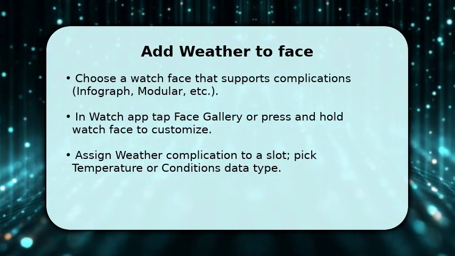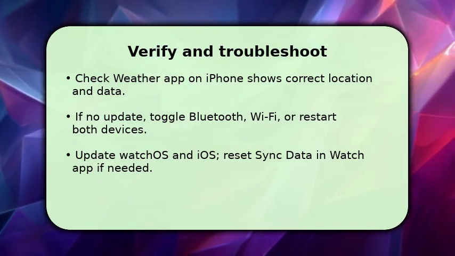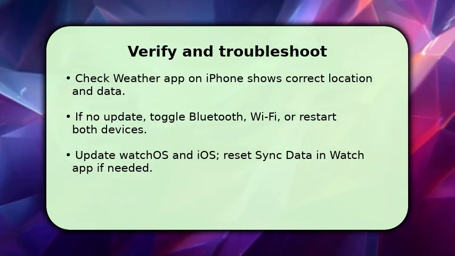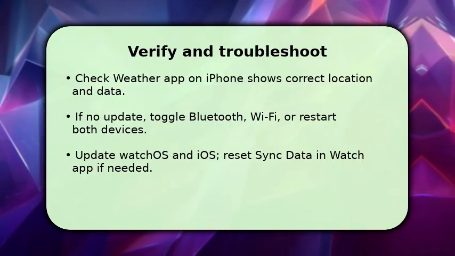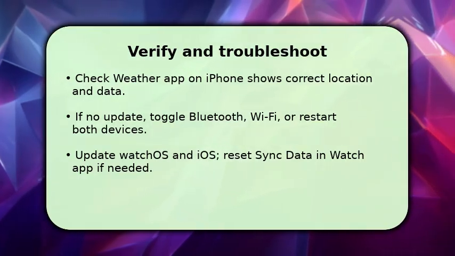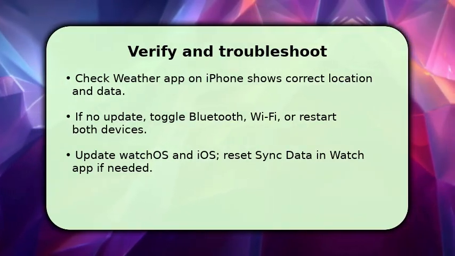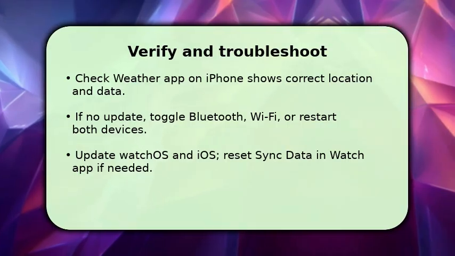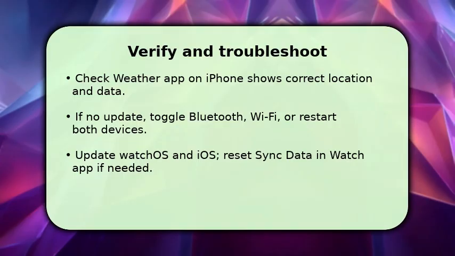Finish by confirming the watch displays live weather. Swipe to the complication or open the weather app on the watch. It should match the iPhone. If data is missing, make sure Bluetooth and Wi-Fi are active and restart both devices, because connectivity often fixes sync delays. If problems persist, update Watch OS and iOS, and in the Watch app use General Reset sync data. That often restores missing data.